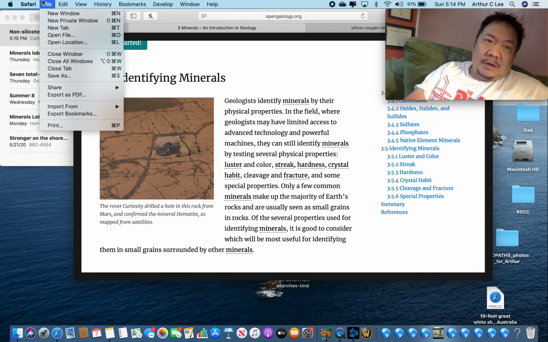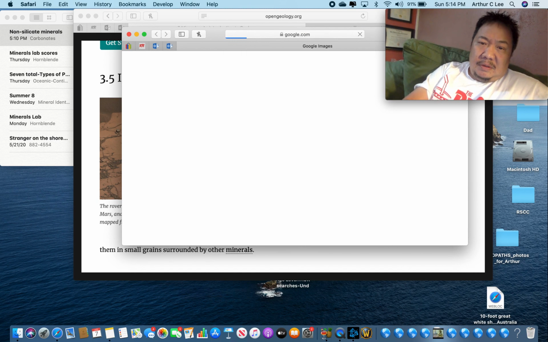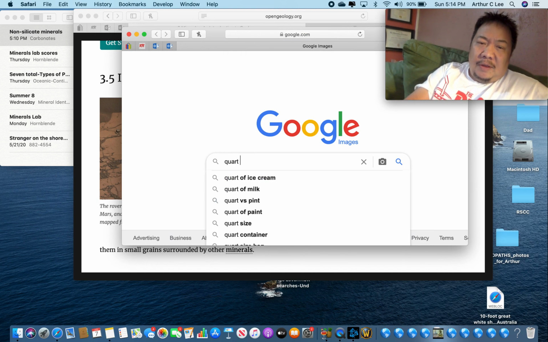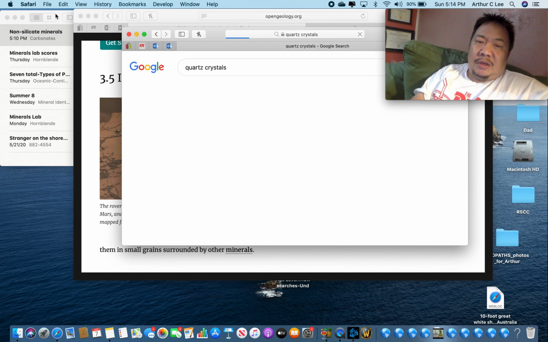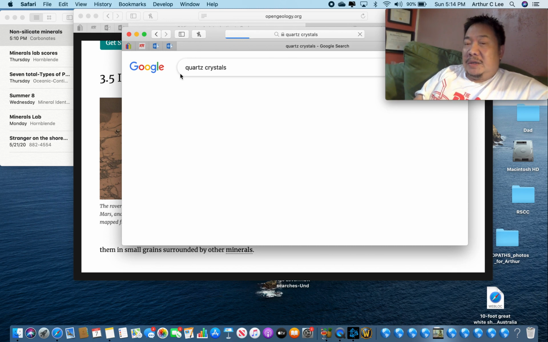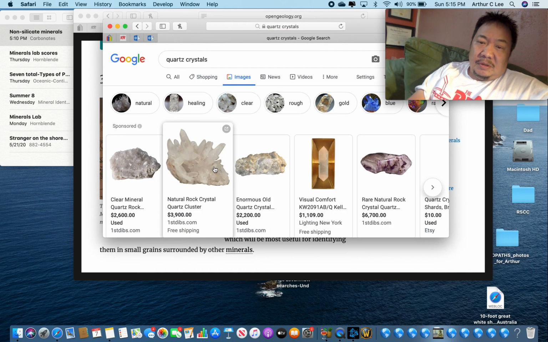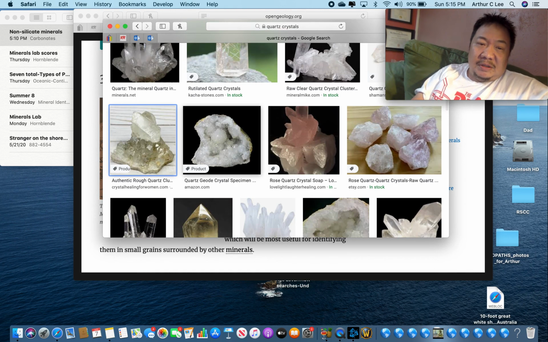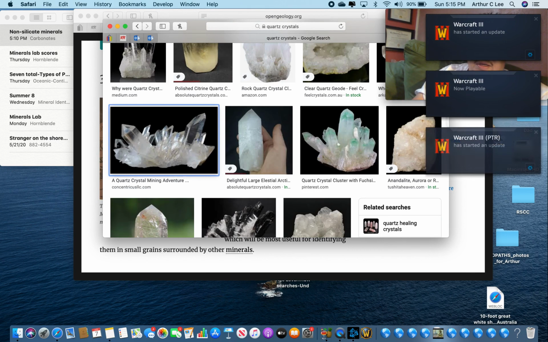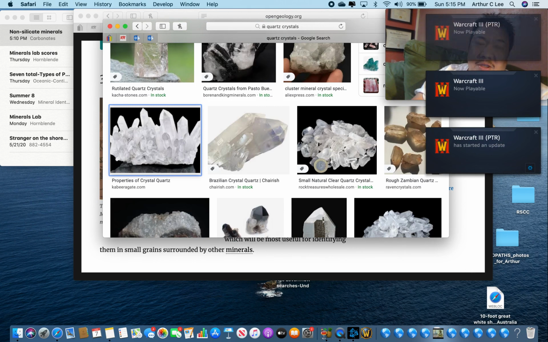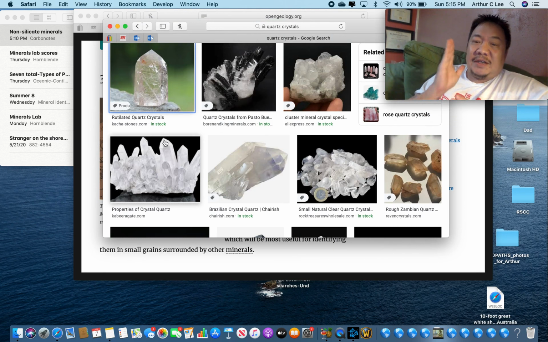For example, quartz. If you get quartz, and it grows into crystals, you can tell because quartz always grows into six-sided crystals. It doesn't matter what color it is. If it's orange, it's called citrine. If it's purple, it's amethyst. If it's gray, it's smoky quartz. But if it's clear like this, they'll always have six sides.